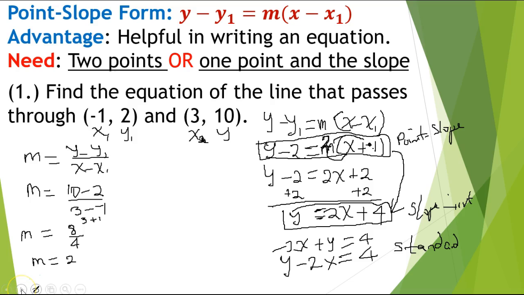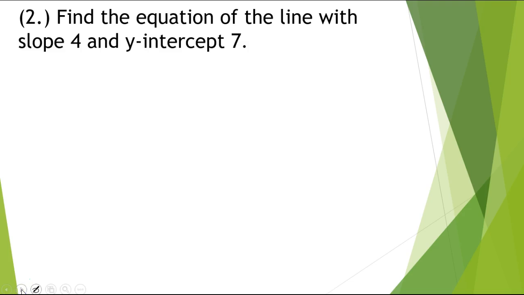Let's look at another one. Find the equation of the line with slope 4, y-intercept 7. Since we have the slope and the y-intercept, you can either use the slope-intercept form, or if you like, you can also use the point-slope form. Either way, you get the same thing.